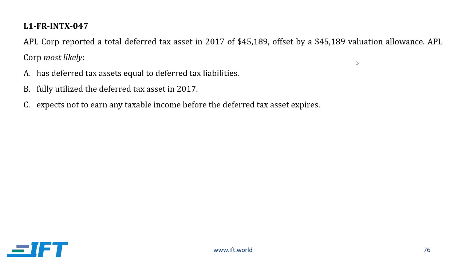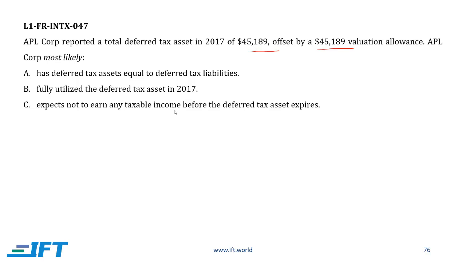Question number 47. Very good question. APL Corp reported total deferred tax assets in 2017 of 45,189, offset by a 45,189 valuation allowance. APL Corp most likely. Now, why do they have an offset deferred tax asset? Because what is the utility of deferred tax asset? To reduce taxes. That is not being served. Why is that not being served? Because you are incurring a loss. Because when you are incurring a loss, you don't pay any taxes.